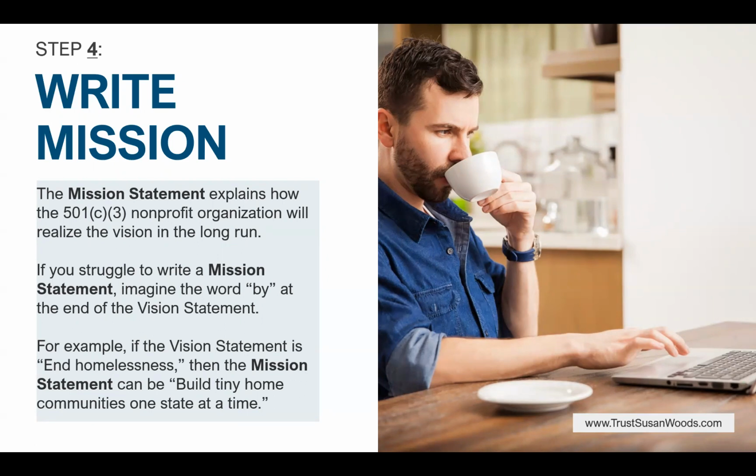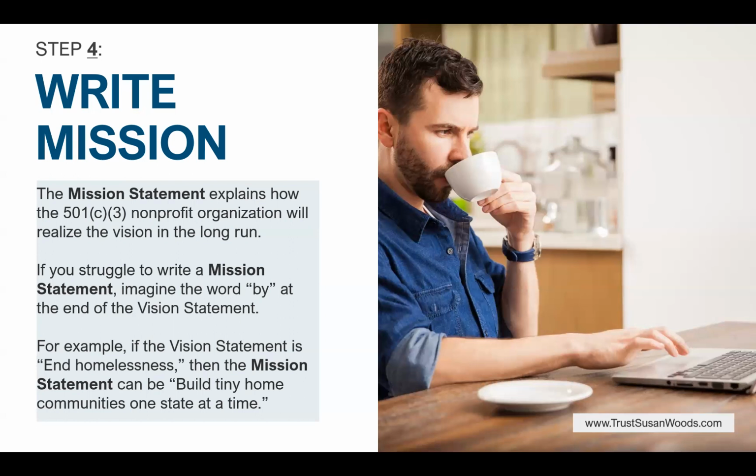Some people struggle with writing the mission statement. So if you struggle with writing the mission statement, just imagine the word "by" at the end of the vision statement. For example, if the vision statement is end homelessness, then think about the word "by": end homelessness by. And in that way, you can create the mission.